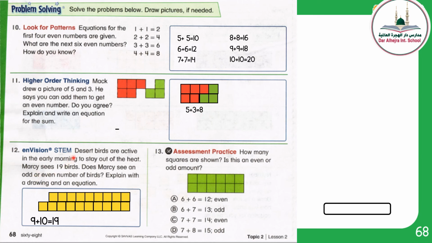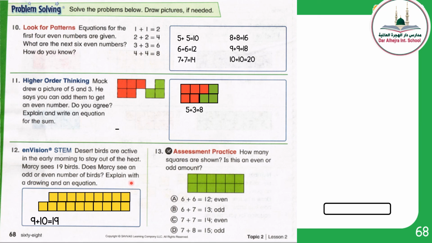Now here in the next problem, desert birds are active in the early morning to stay out of the heat. Marcy sees 19 birds. Does Marcy see an odd or even number of birds? Explain with a drawing and an equation. So here we know that the total number of birds was 19. We can just add up the boxes to check whether it's an even or odd number, and finally we come to know there is a box without a partner. So that means 19 is an odd number.